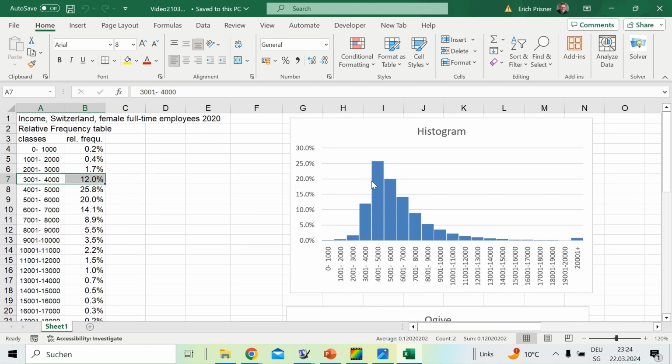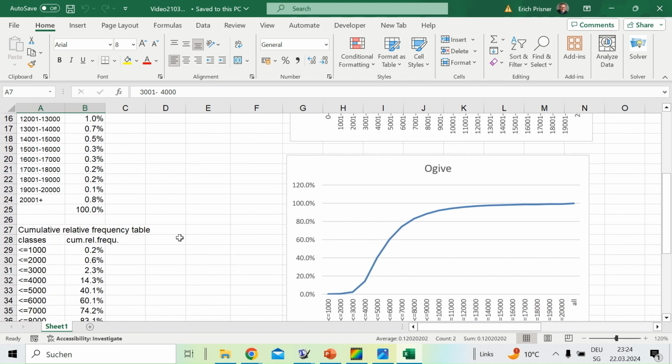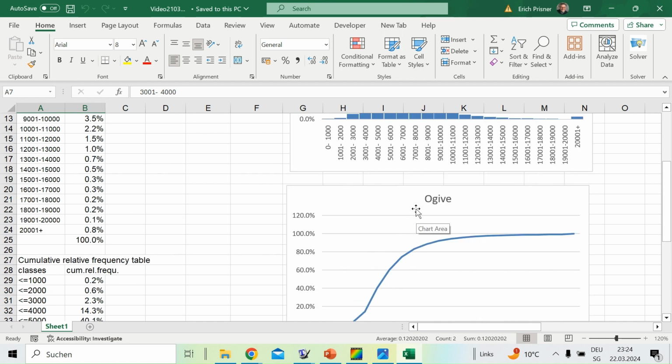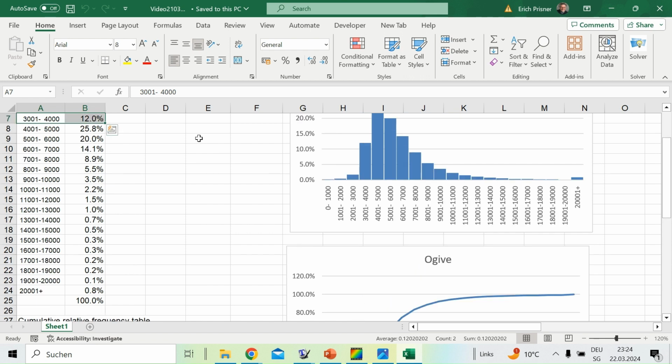Last time we did the histogram on the right. So you see it's a typical income distribution. And then we did the cumulative relative frequency tables where we take these classes starting at 0 and going up to a certain point. And the graph of it, which is called the ogive, which is, of course, an increasing function.